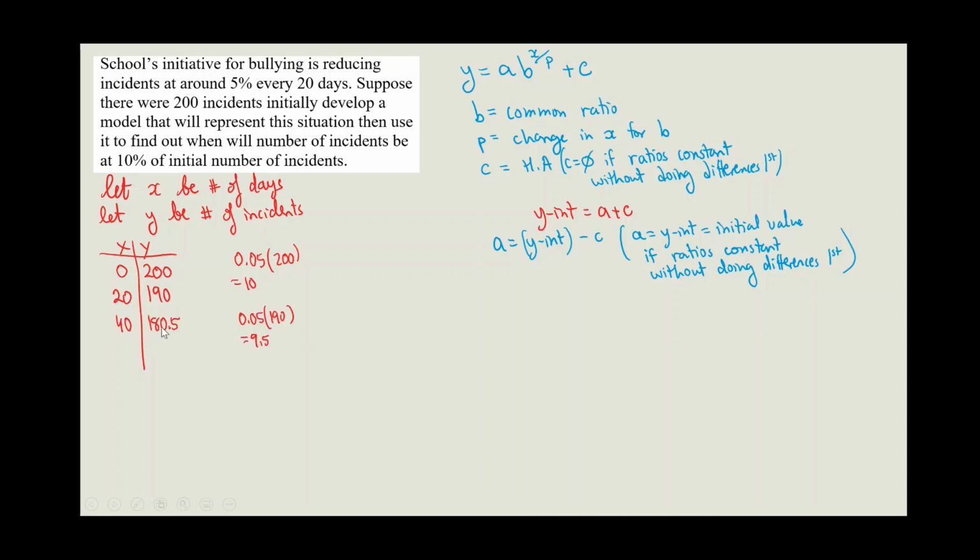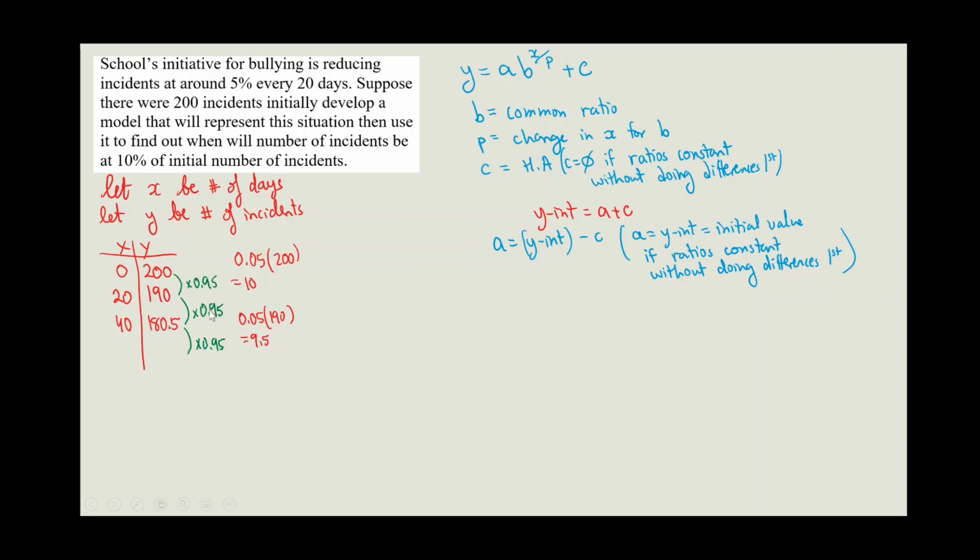Then, to find the next number, you do 5% of the current 190. So 5% of 190 gives you 9.5. And so subtract that 9.5 from the 190, we have this new output value. So it's kind of tedious to do multiplication and then subtraction. So now that we have 3 output values, let's take a look to see what our ratios will be. If we take this next one and divide it by the previous, we get 0.95. If we take this next one and divide it by the previous, we'll also get 0.95.